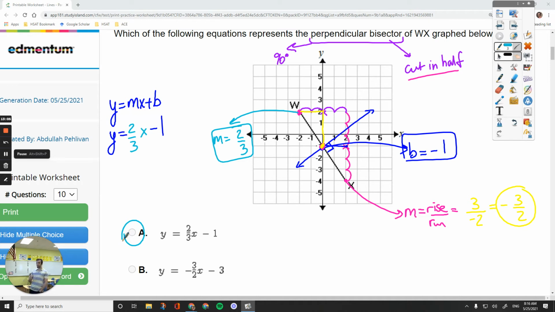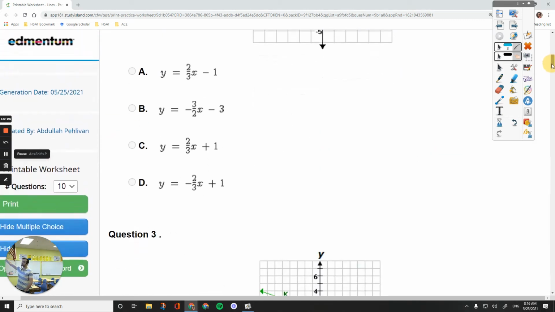Again, you're going to use the properties like if two lines are parallel, their slopes are equal. If two lines are perpendicular, their slopes are negative reciprocal. And then the word bisector means cut it in half, find the vertical and horizontal distance, and then divide those numbers by 2 to find the midpoint.